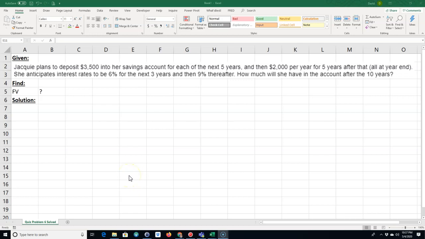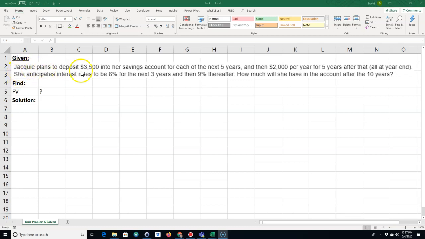Okay, I had a student ask me to make a video on how to solve this problem. This is kind of a difficult problem, especially if you're first learning finance, because it has a lot of stuff going on.